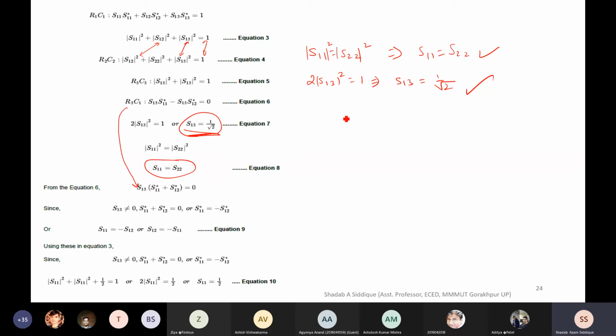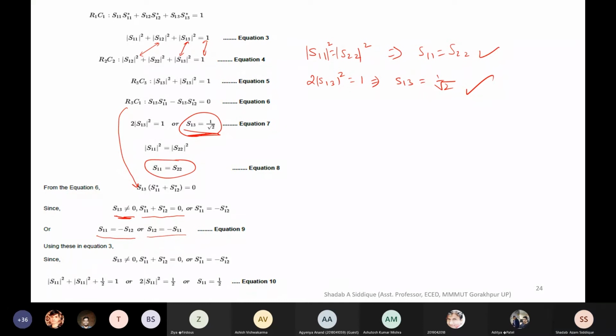But we know S13 is not equal to 0. S13 is 1 by root 2, which is not equal to 0. So that means this term should be equal to 0. So S11 star plus S12 star is equal to 0. So here it is clear that S11 star should be equal to minus S12 star. So we can take S11, which is equal to minus S12. We can take the complex conjugate again on both sides. So we'll get S11 is equal to minus S12, or S12 is equal to minus S11. Both will be 180 degrees out of phase.